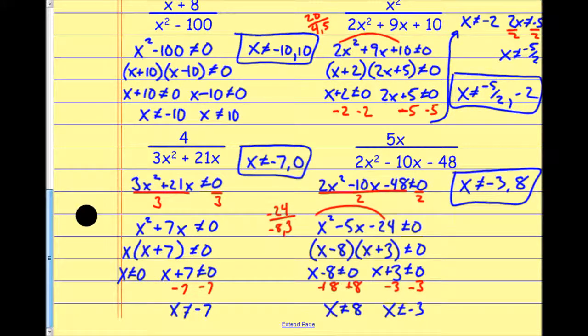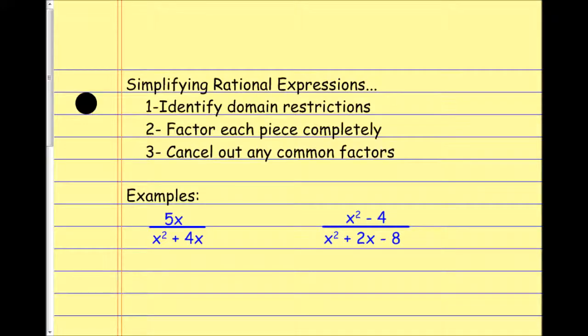And so now to take this a step further, whenever we have a rational expression, we want to identify the restrictions first, but then we actually want to simplify the fraction. Okay? So here's what we're going to do. Simplifying rational expressions, I have to identify the domain restrictions, so we figure out what x can't be, and I always want to do that first.